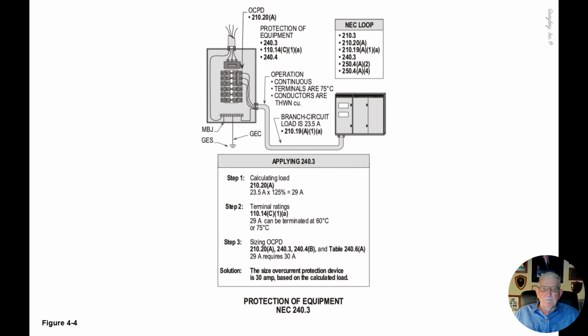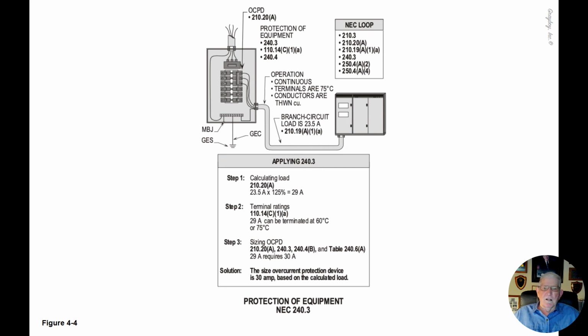Step 2, we must find the terminal ratings. So 110.14(C)(1)(a), 29 amps can be terminated at 60 degrees C or even 75 degrees C. So step 3 is sizing the overcurrent protection device.